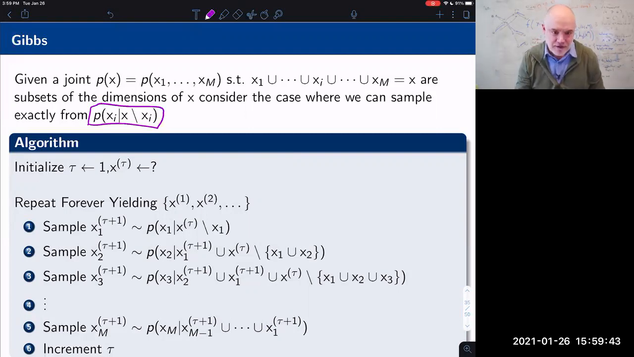You know, it's lovely having a mathematician in the audience who's like, what the hell is all this crazy notation? Slash means set minus.